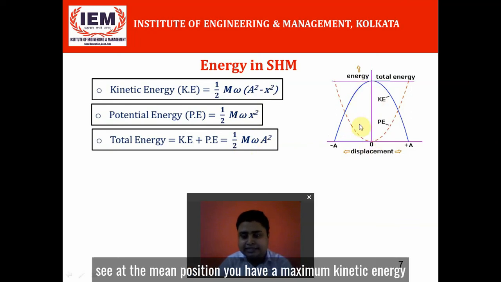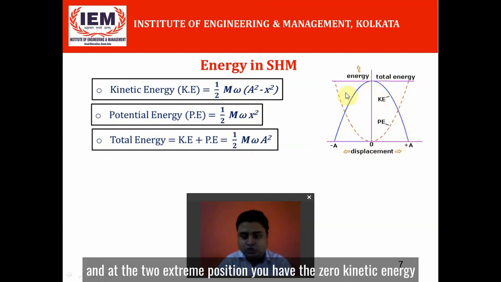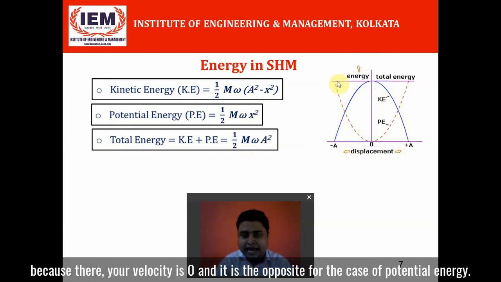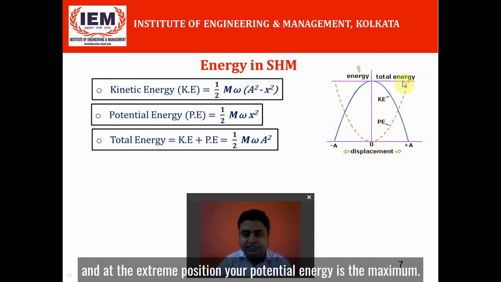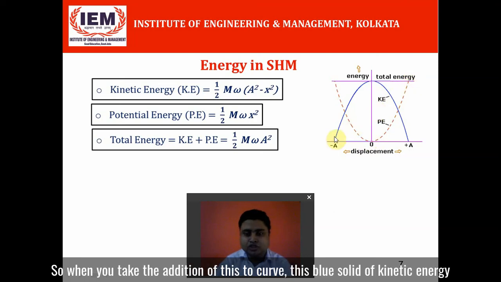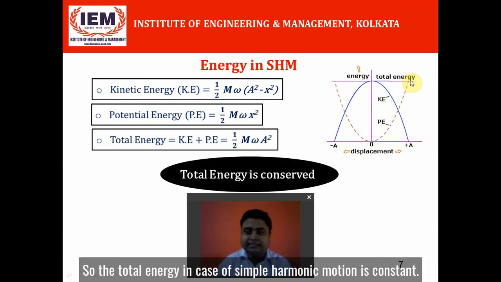Graphically you see that at the mean position you have a maximum kinetic energy, because here you have maximum velocity, and at the two extreme positions you have zero kinetic energy, because there your velocity is 0. It is the opposite for the case of potential energy. At the mean position, your potential energy is minimum, and at the extreme position, your potential energy is maximum. When you add these two curves, the blue solid of kinetic energy and the red dotted of potential energy, you get a constant curve of energy. So the total energy in case of simple harmonic motion is constant.